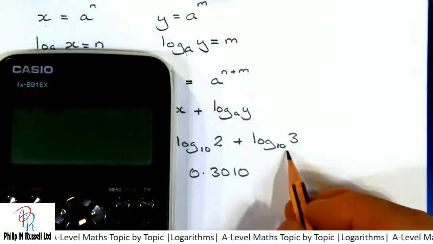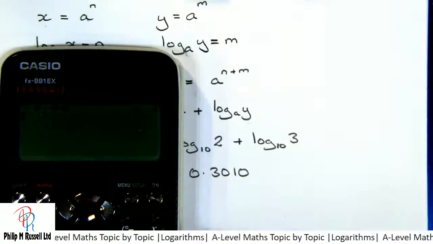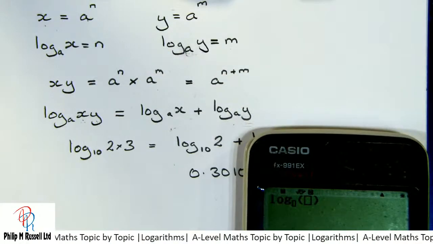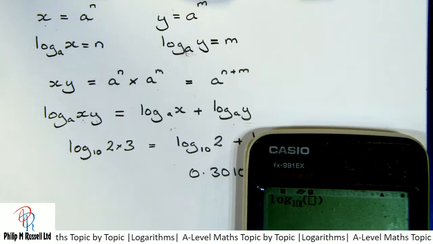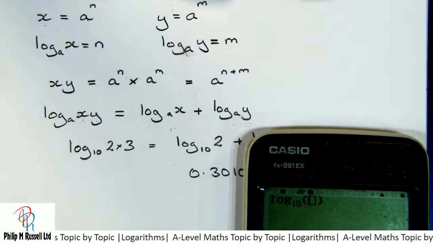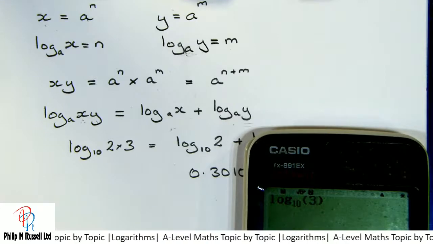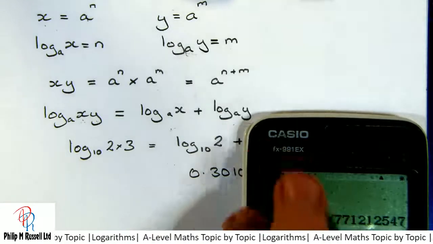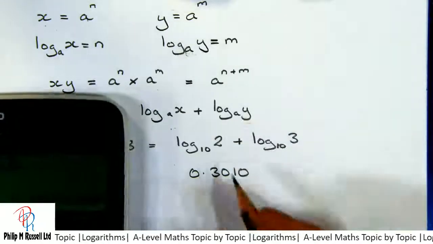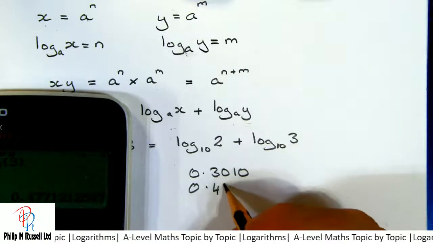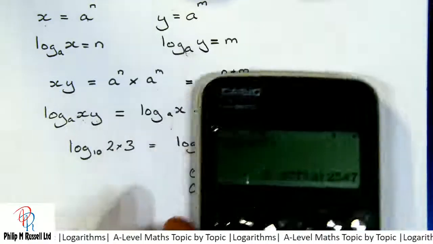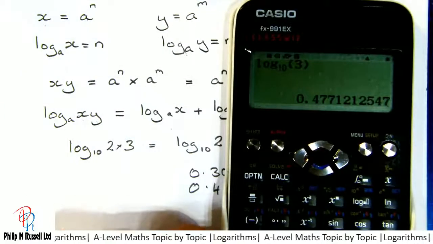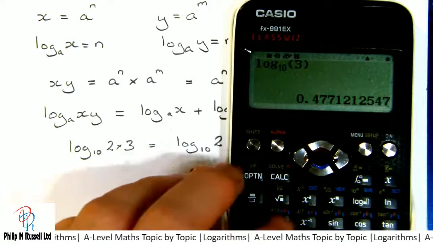Let's look at the other one. We've got log to the base 10 of 3. So I've got log, trying to put this where you can see it, log to the base 10 of 3, and that's going to give me another number, 0.4771. And I'm going to put that in memory B, so I'm just going to store this in memory B.